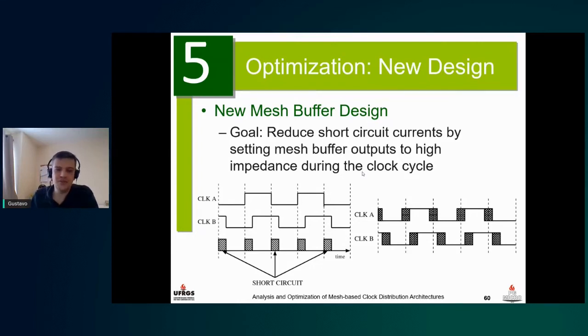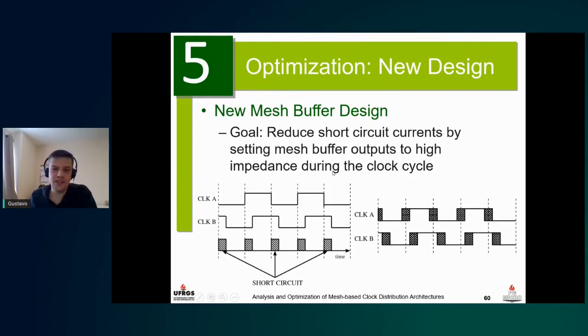If we look at the waveforms for two clock signals, and let's say those clock signals are applied to a clock mesh, during the time that one of the signals is connected to VDD and the other is connected to ground, that's when we have the short circuit current spikes. So the idea here is, how can we reduce this current?